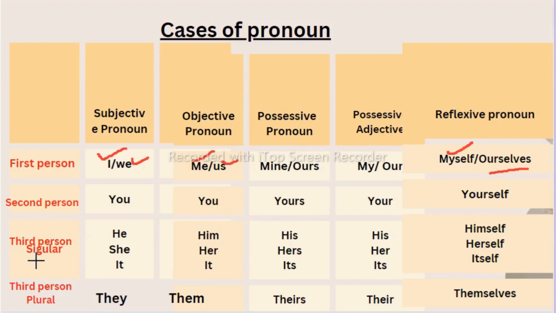And when we are using the third person, he and him, at that time we have to replace the object with himself. So this himself reflects back to the subject he or him. And for the third person she, the object becomes herself, and it becomes itself. And in the third person plural, they become themselves. So there are 8 reflexive pronouns.